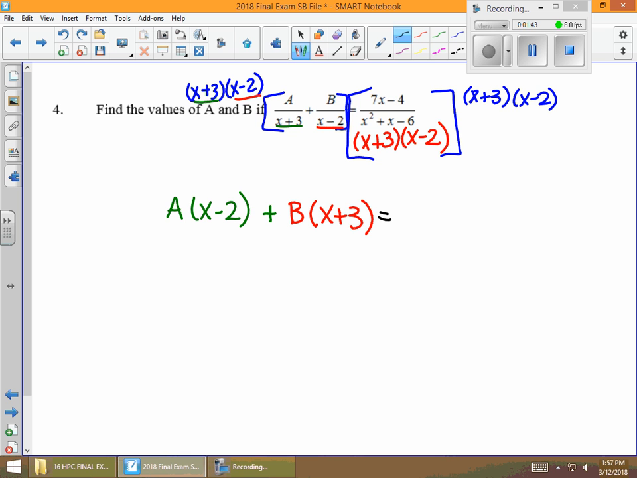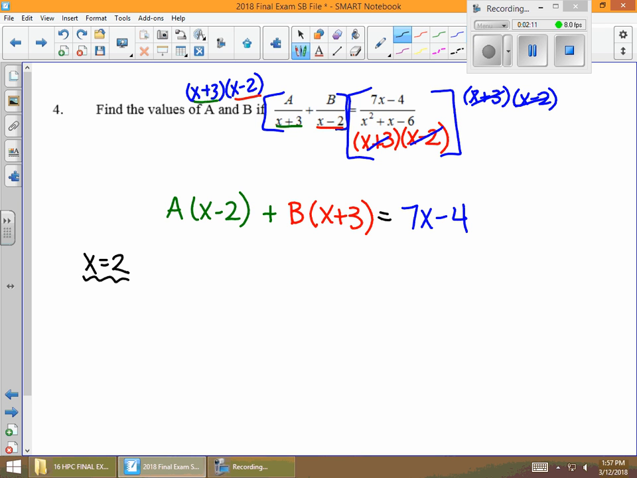On the other side of my equation, my whole denominator cancels. The x plus 3 and the x minus 2 cancel. So I'm left with 7x minus 4. And now we're going to strategically pick some x values so that we can find A and B. The first x value I'm going to pick, I think, is 2. It's a nice, easy one.